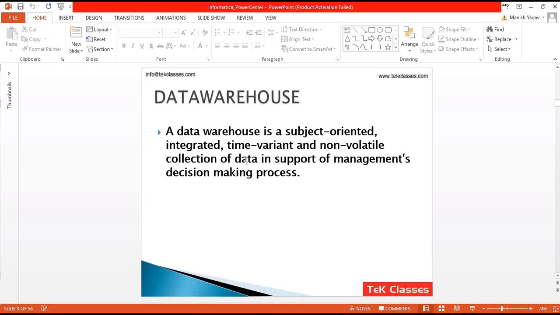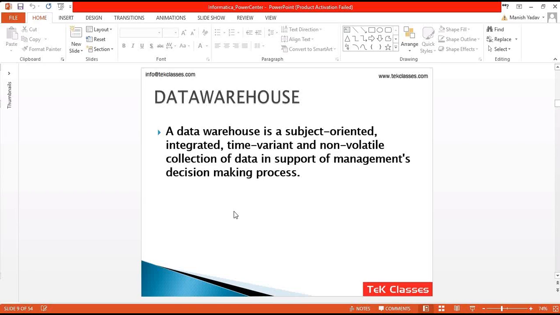Here we see, a data warehouse is a subject-oriented, integrated, time-variant, and non-volatile collection of data in support of management's decision-making process. So the ultimate goal is decision-making. Subject-oriented means different subject areas, in whichever domain your business is. In a typical company, there are different departments: data from the HR department, data from the finance department, data from the sales department. These would be our different subject areas.